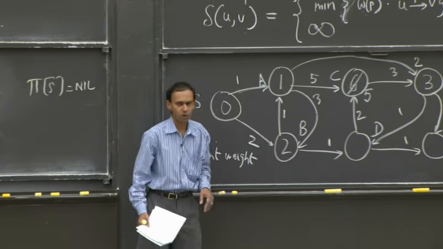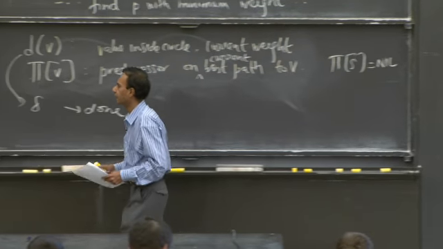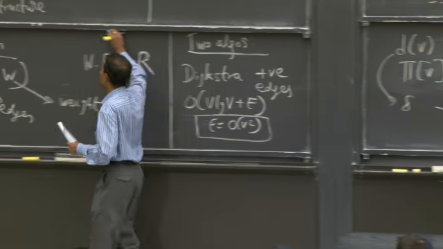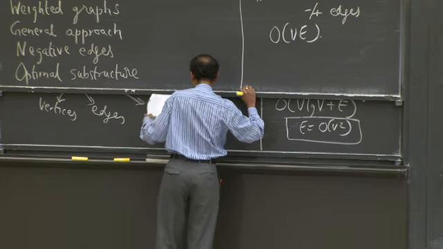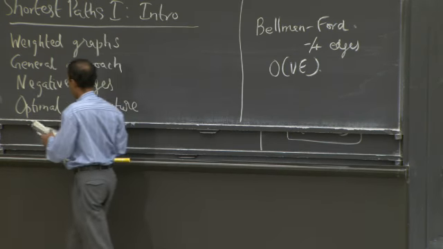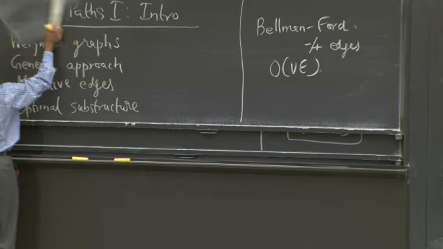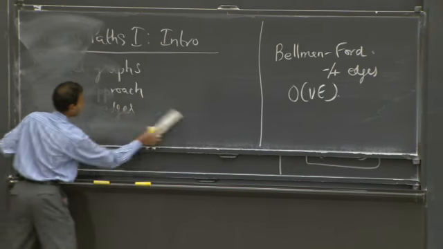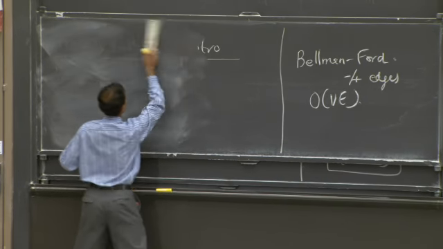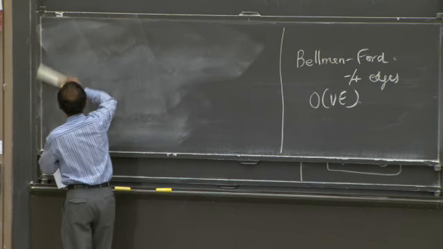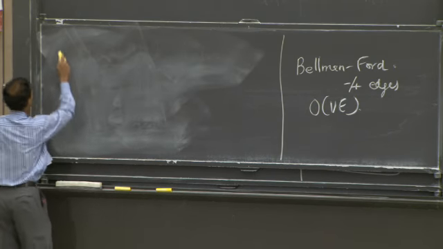The last complication I want to talk about here is negative weights. And I think it's appropriate to talk about it when we have Bellman-Ford up here, which is really the general algorithm. So let's talk about it.